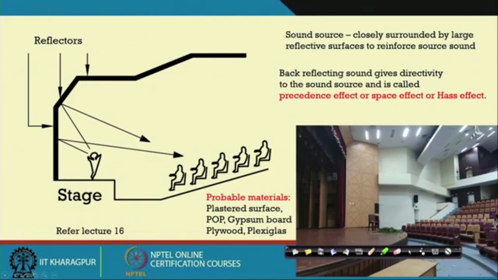These are all splayed so that the sound from this stage can actually move towards the audience. You can see the splay continues on the top, so that the balcony also receives reflected sound, first reflections or the early reflections from the stage or the source where the sound is. You can also see these fins. In the earlier slide you could see these also direct sound towards the audience or towards the floor.